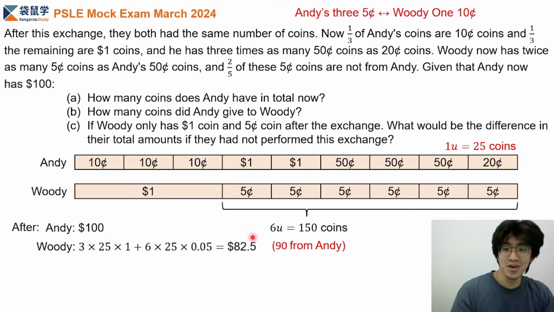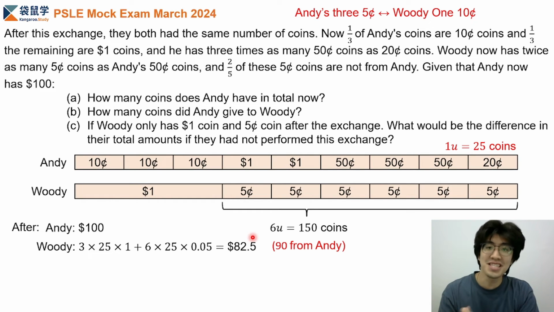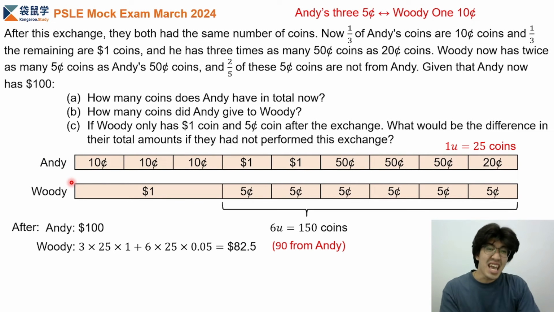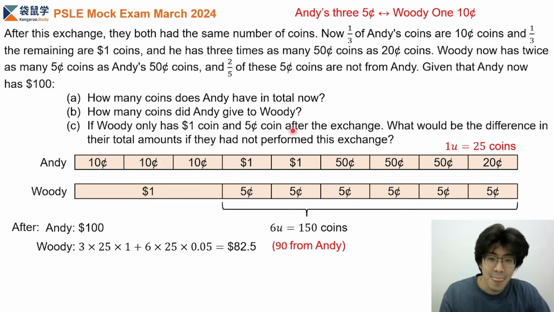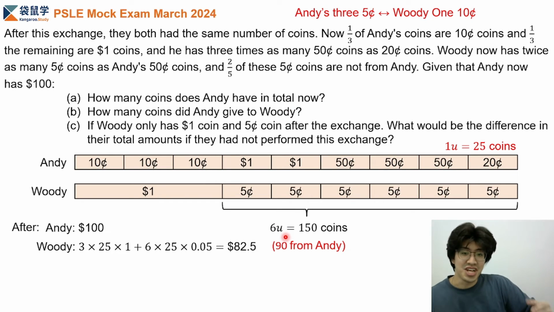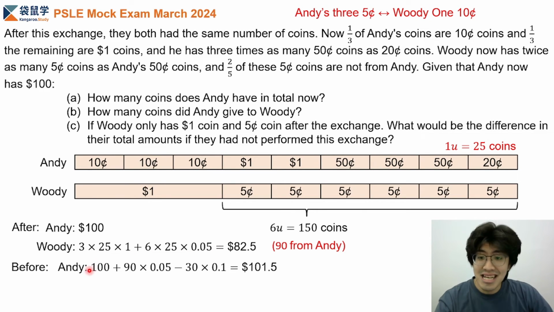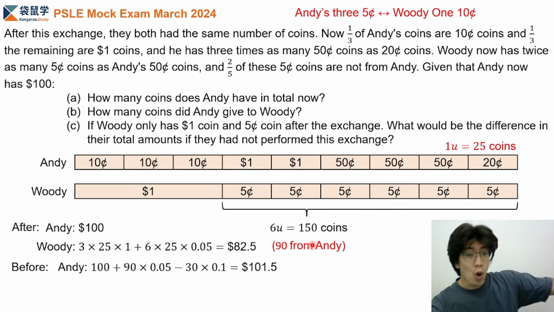How can we do this? Well, let's see what happened during this exchange. Now, for Andy, right, he gave some 5-cent coins to Andy. How many to be exact? 90. This is what we worked out from the second part. So, before this exchange, where would these 90 5-cent coins go? It should go back to Andy. So, I can simply take Andy's amount plus 90 times 0.05.